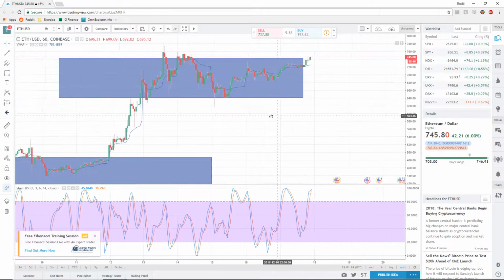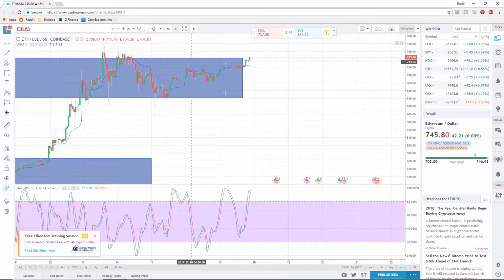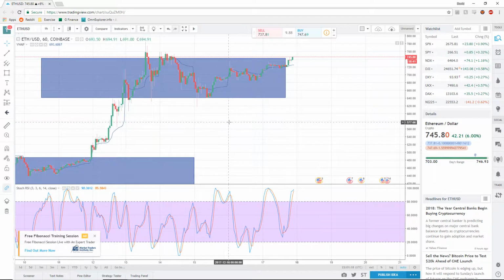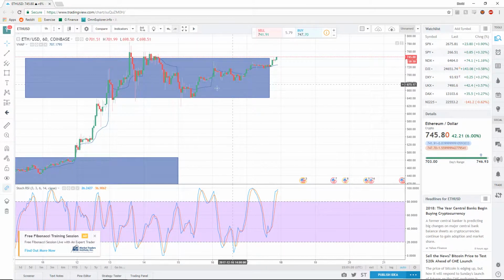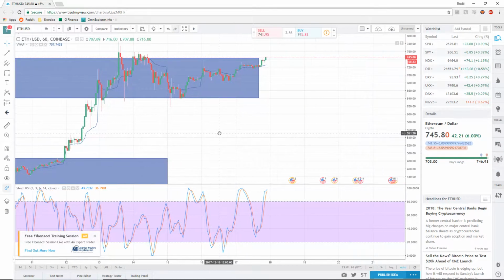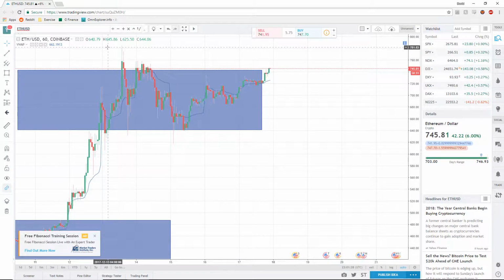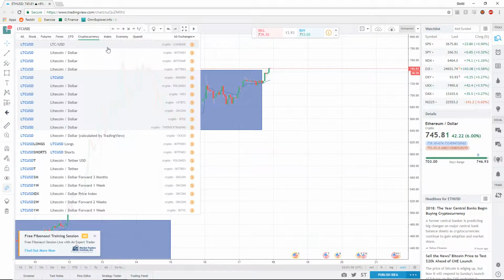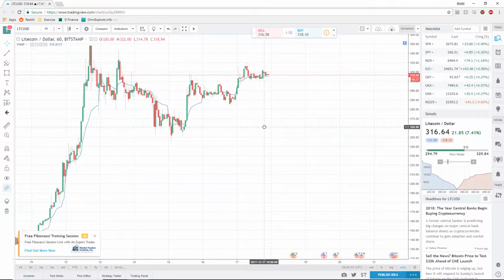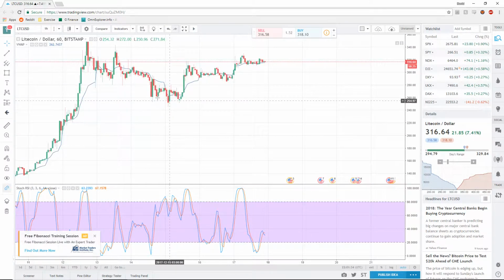With Ethereum and Bitcoin, Litecoin, the volume is so high and it's so drastic that sometimes they just move without really confirming because everyone's trying to get in right now. So let's look at Litecoin. All right, so here in Litecoin, it looks like we have a solid consolidation right here.